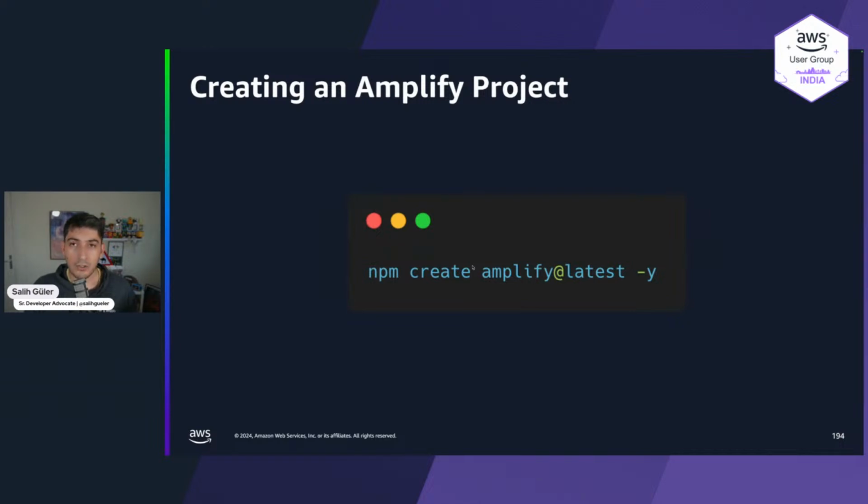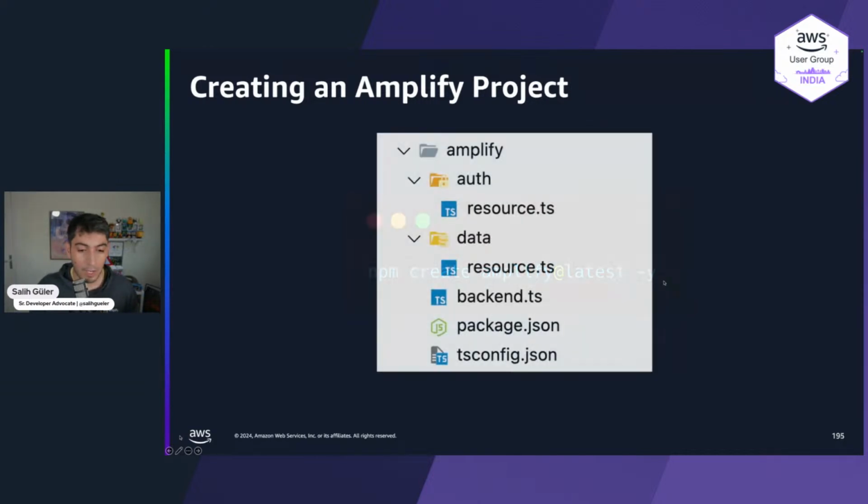And how do we create an Amplify project? If you have Node Package Manager, NPM, installed on your computer, and if you have AWS CLI configured, that's all you need. You will go to your project root folder and write npm create amplify, or you can add @latest to get the latest version. And this Y flag is just saying yes to a question. It will create this file structure.